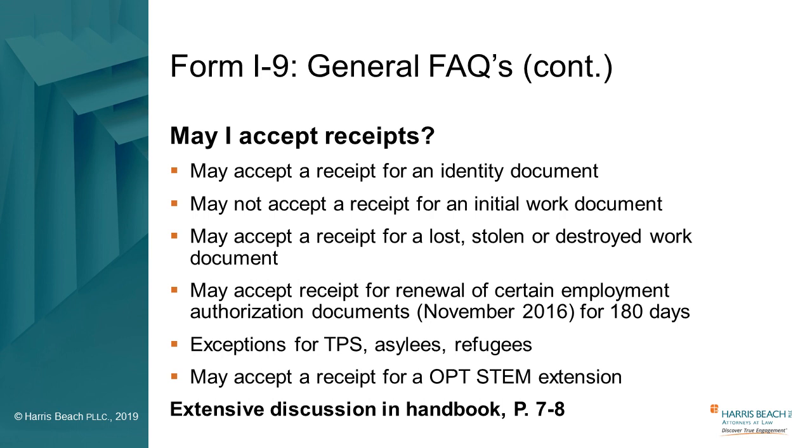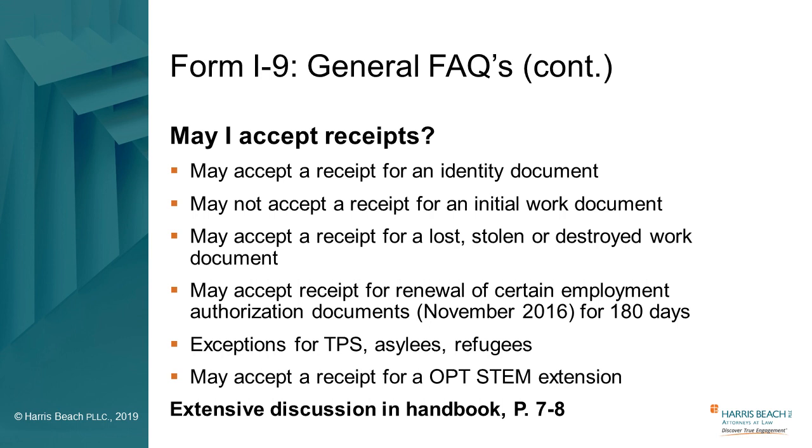So you would have a copy of the prior work authorization document and then a receipt showing that they filed to replace it. You may accept a receipt for renewal of certain employment authorization documents. So in November of 2016, there was an executive order that allowed certain employment authorization documents to be extended, and then upon the receipt of that, they were given a 180-day extension until it was approved. So there's a list of those eligible forms of employment authorization on the USCIS website. So if it does qualify, then you can use a receipt to extend that on the I-9 form.